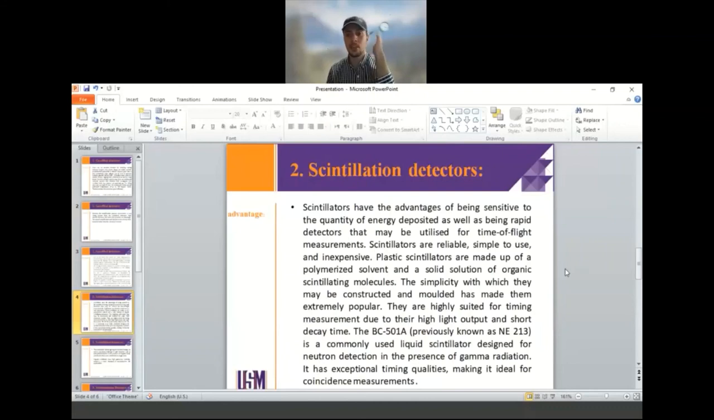Plastic scintillators are made up of a polymerized solvent and a solid solution of organic scintillating molecules. Their simple fabrication, with which they may be concentrated and molded, has made them extremely popular. They are highly suited for timing measurement due to their high light output and short decay time.